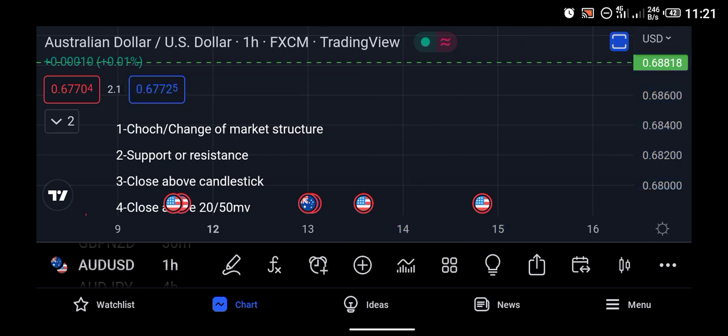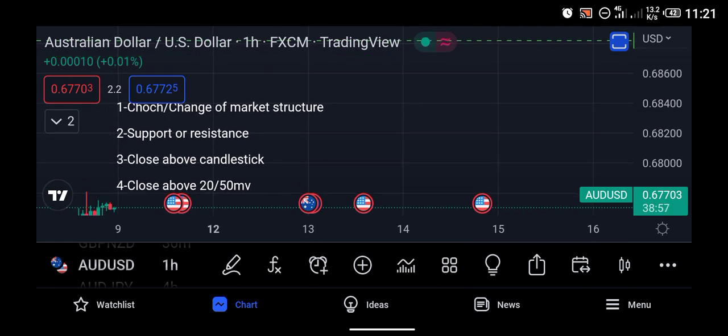Let's take a look at the other one, which is support and resistance. You already know what support and resistance is. Support is a place by which the price moved higher, and resistance is a place by which price fell. But here we have close above candle. What do I mean by close above candle? Close above candle is a situation whereby a candle closes above the previous candlestick. And number four, we have close above 50 and 20 moving average. By the time I show you this strategy, I will make you understand what I mean by close above 20 and 50 moving average.